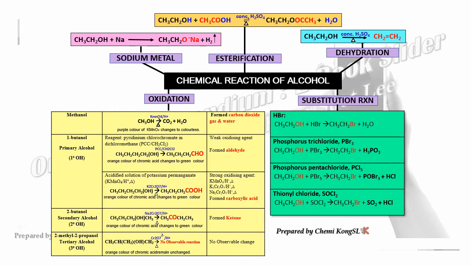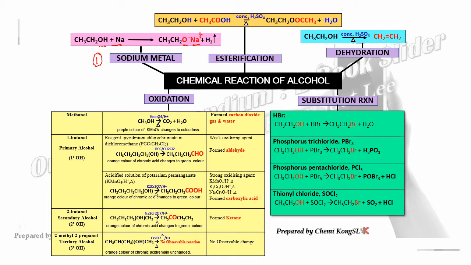Next, we go for the chemical reaction of alcohol. The first one is the reaction between alcohol and sodium. So it will form alkoxide, O negative and Na plus, with the negative and positive signs, and then the byproduct is hydrogen gas.